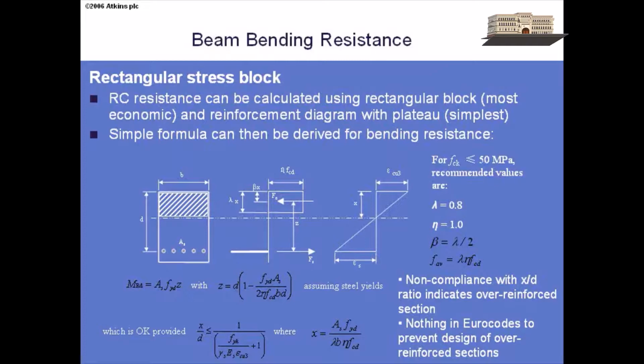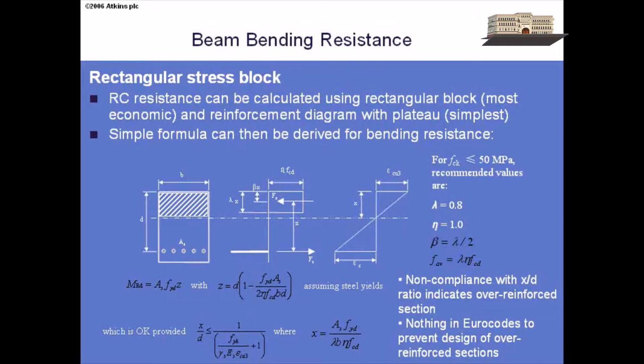If we know that simple diagram, we can very easily balance the forces in the concrete against the forces in the reinforcement, and produce a simple bending resistance formula. The bending resistance is just the steel area times the yield strength times the lever arm, where the lever arm is a function of the stress block. There's nothing else to calculate other than functions of the stress block. That obviously assumes that the steel yields. We've had to assume that, so we need to check that it does actually yield.